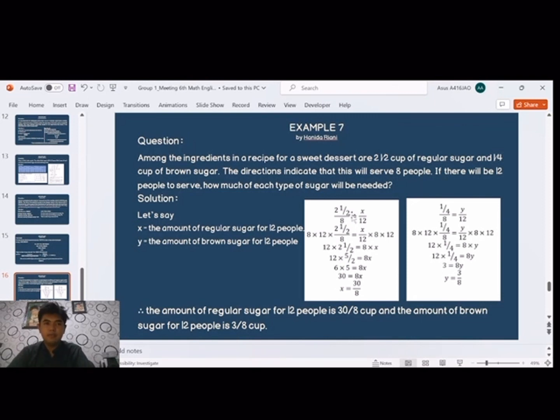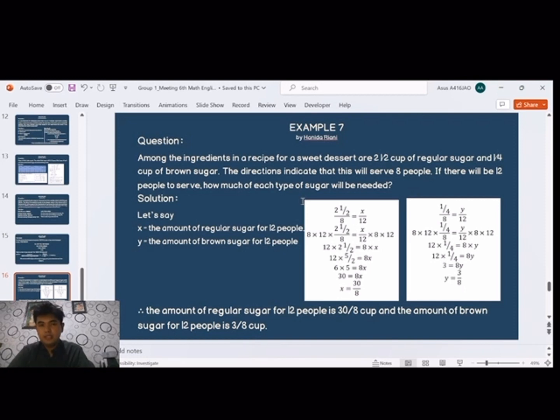The question is, among the ingredients in a recipe for a sweet dessert are 2.5 cups of regular sugar and a quarter cup of brown sugar. The directions indicate that this will serve 8 people. If there will be 12 people to serve, how much of each type of sugar will be needed? So the solution is, let X be the amount of regular sugar for 12 people and Y the amount of brown sugar for 12 people.